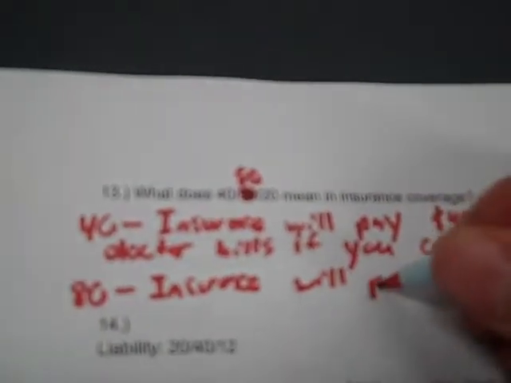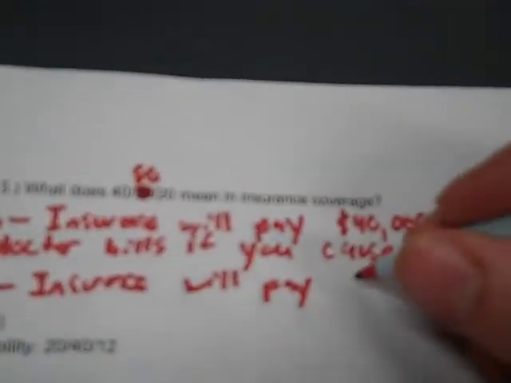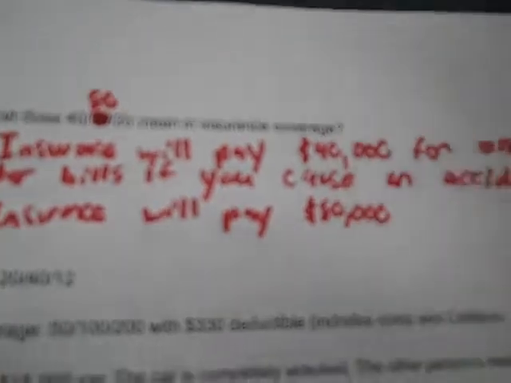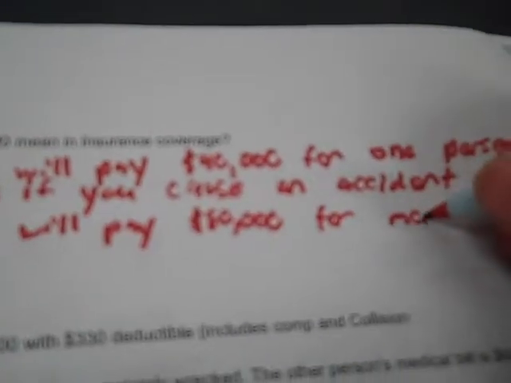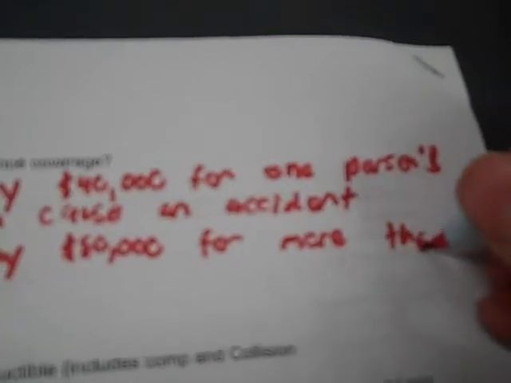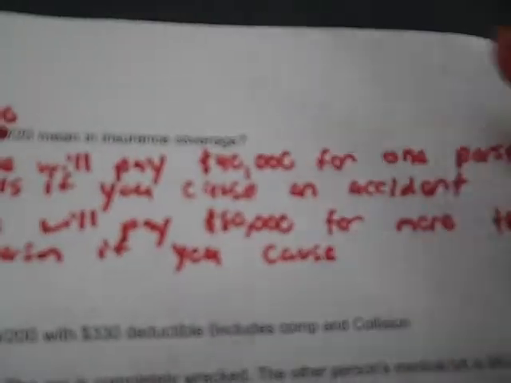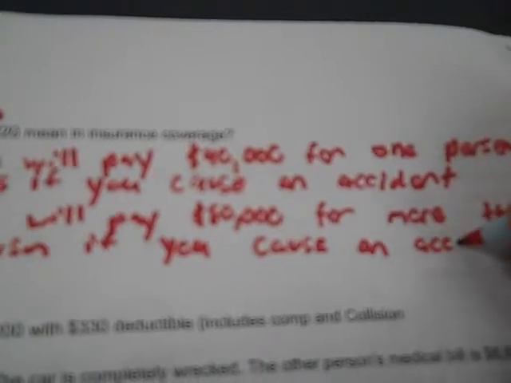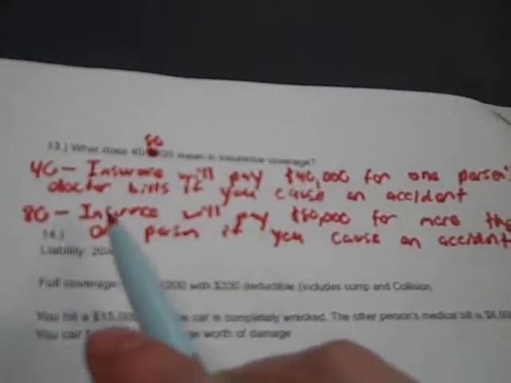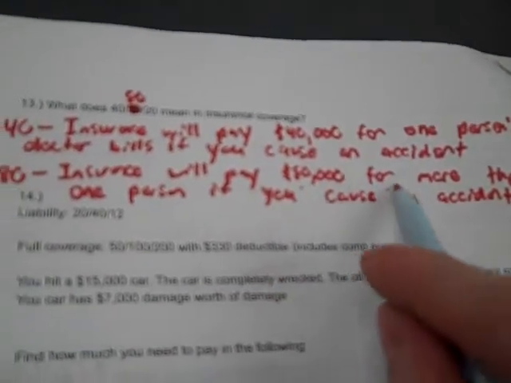Okay, here's what the 80 means. The insurance will pay $80,000 for more than one person if you cause an accident. Okay, so 80. Insurance will pay $80,000 for more than one person.